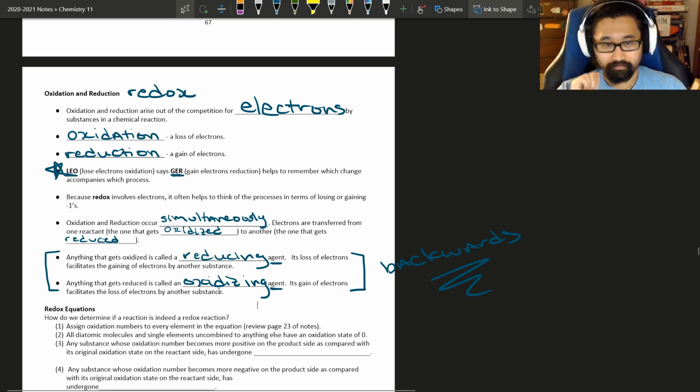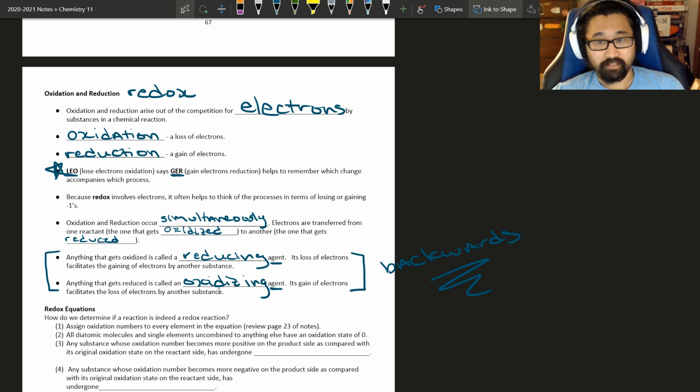Leo says Gur. If you lose electrons, it's oxidation. If you gain electrons, it's reduction. They happen at the same time. If you see agent, think opposite. Reducing agent means it gets oxidized. Oxidizing agent means reduced, right?